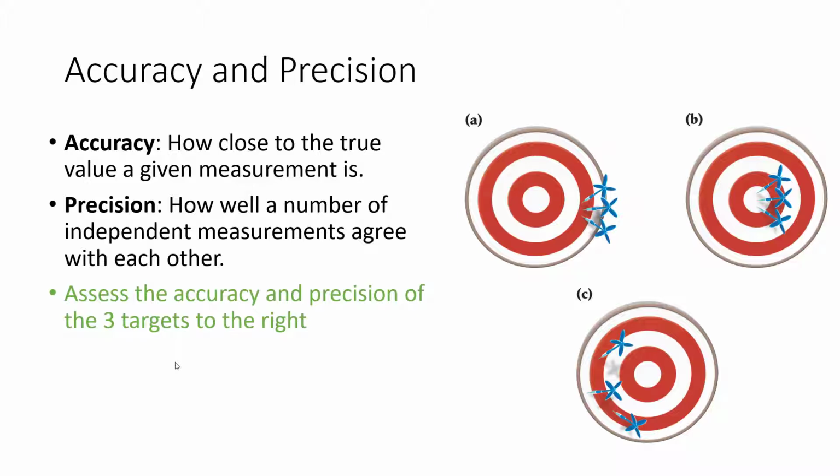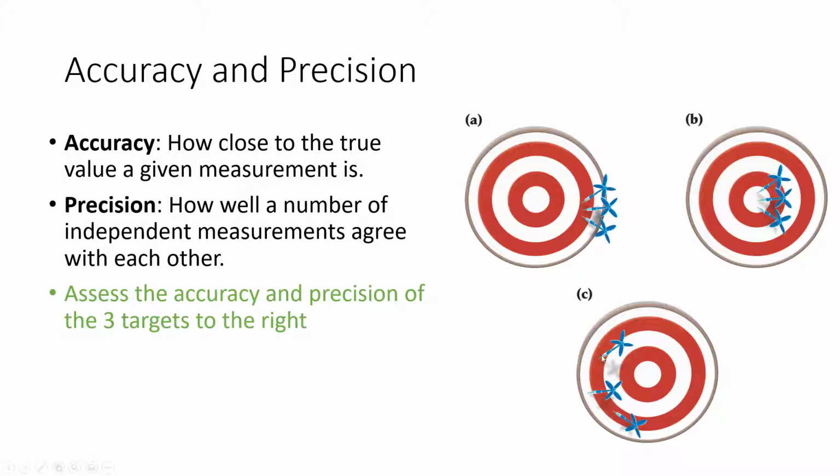It's important when we're discussing these different units to have a working understanding of accuracy and precision. Accuracy is defined as how close a measurement is to a true value, whereas precision is how well a number of independent measurements agree with one another. A precise set of measurements are going to be very tightly grouped, whereas an accurate measurement is going to be very close to the accepted true value.